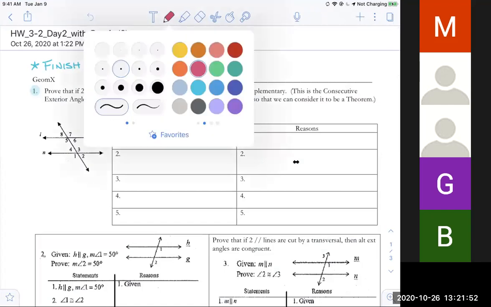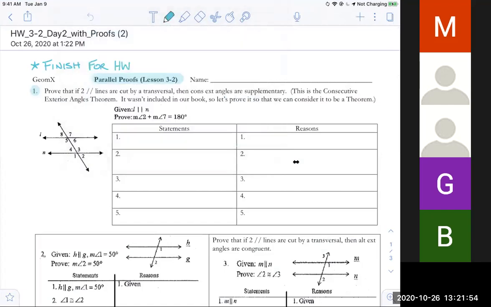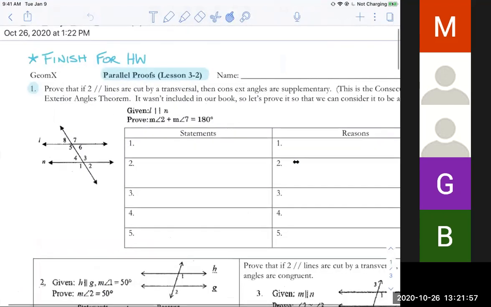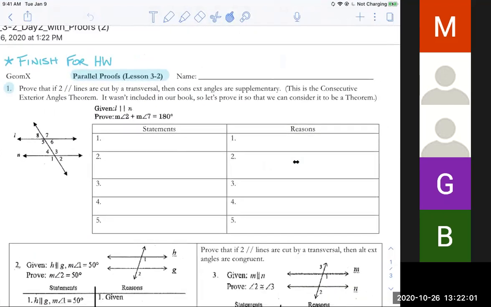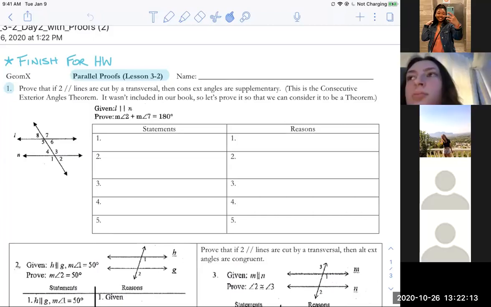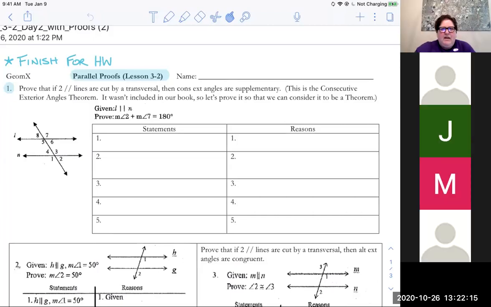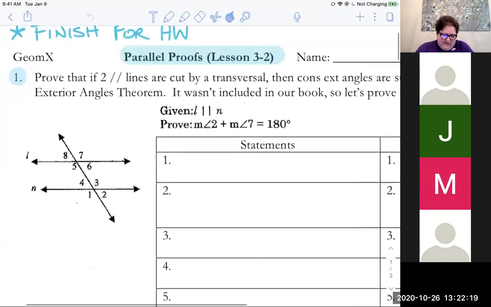Okay, so the part that we're going to be doing together are the ones that are highlighted in that bluish color. So what you're going to need for these proofs is all of those ideas about if lines are parallel, then corresponding angles are congruent, and all those different postulates and theorems that we talked about. Okay, and we're going to start off with number one.